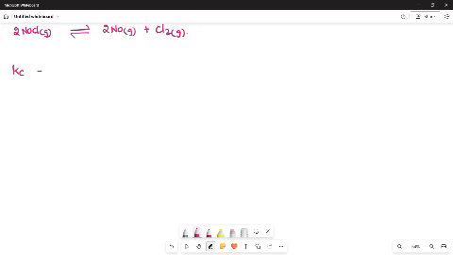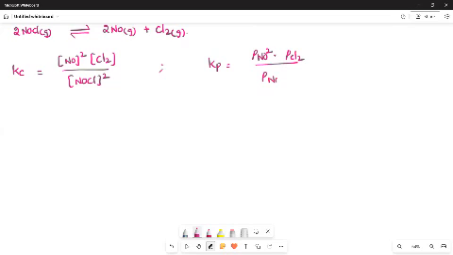Kc for this one is equal to the concentration of NO power 2 and the concentration of Cl2 divided by the concentration of NOCl power 2. The same thing, Kp is equal to the partial pressure of NO power 2 into the partial pressure of Cl2 divided by the partial pressure of NOCl power 2.